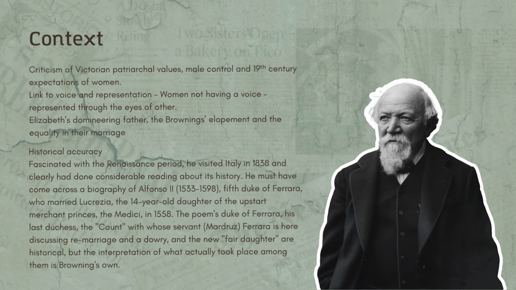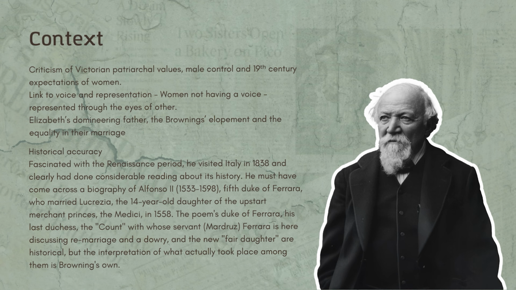So he was critical of the Victorian patriarchal values and male control. Think about the father of Elizabeth Barrett Browning, who he married. He had to elope with her so that they could be together. He was very against this and the 19th century expectations of women. So he had a great deal of respect for Elizabeth as a poet of equal, if not even better, stature than himself. We have this idea that in Victorian times, women didn't really have a voice. They were represented and presented through the eyes of men, which is something that Browning didn't really agree with.